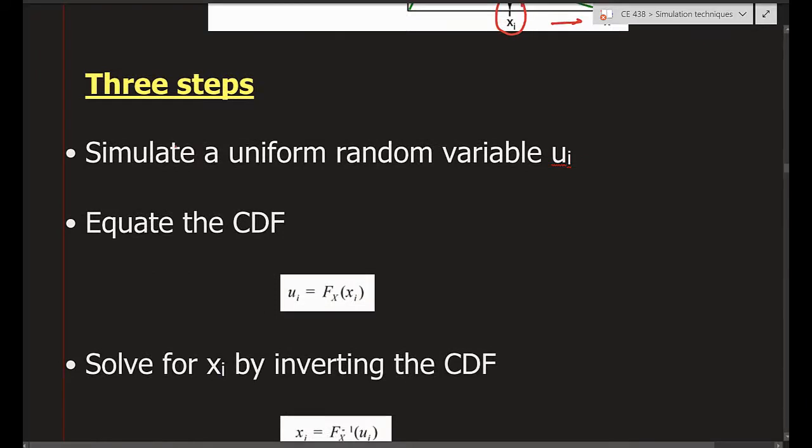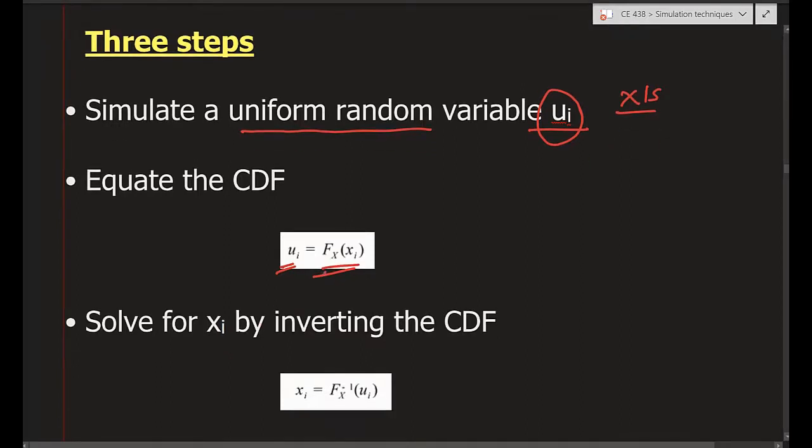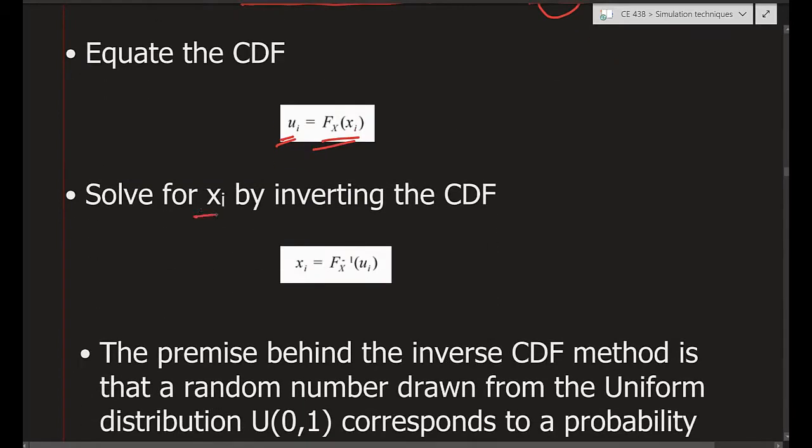So basically this has 3 steps. In the first step we have to simulate a random variable ui using Excel or a computer program. Using that you generate a random number ui, and then equate this ui to the CDF of the corresponding distribution. Once you equate this, you can invert this function to get the xi value. So basically you have to solve for xi by inverting the CDF function, F inverse of ui, and that will give you the xi value.